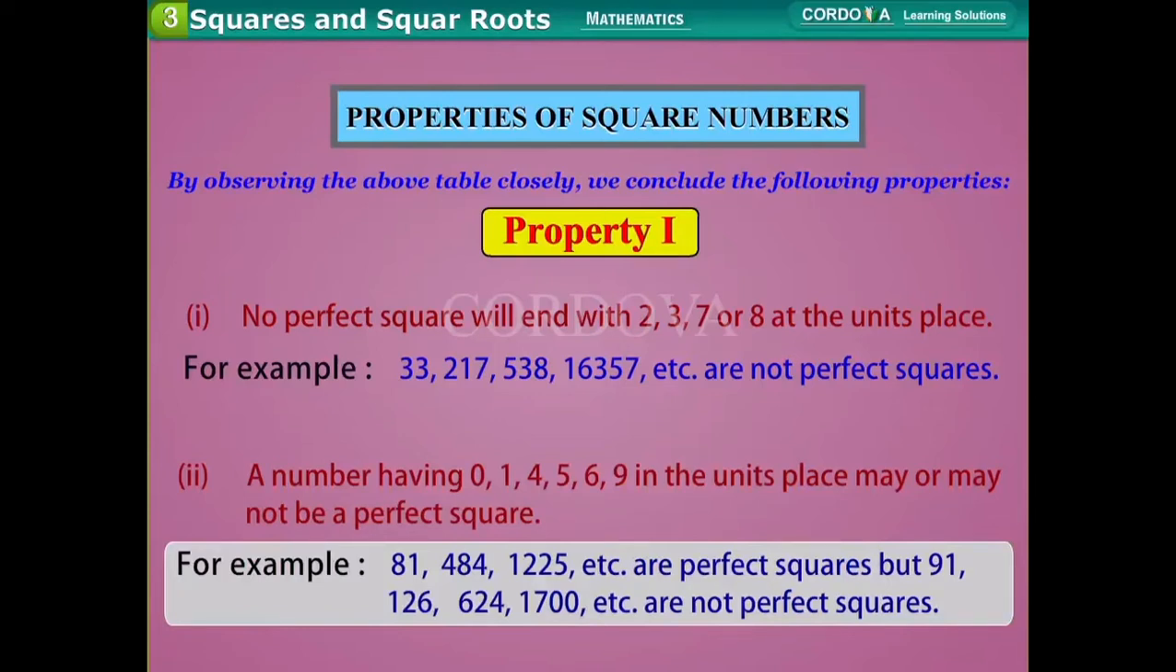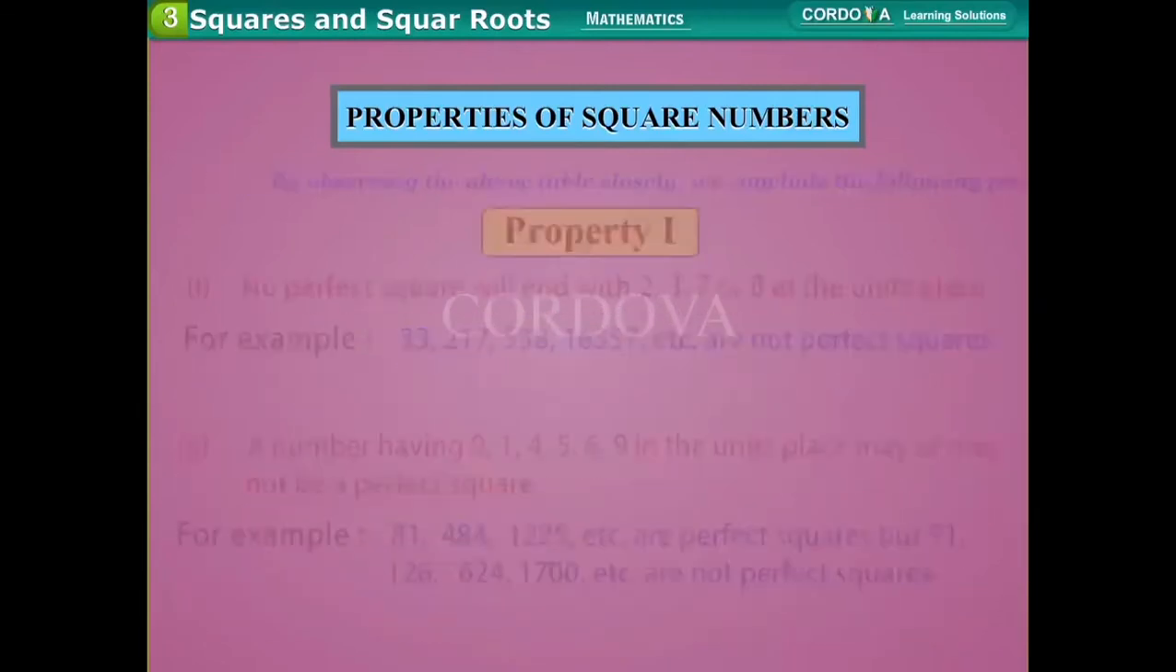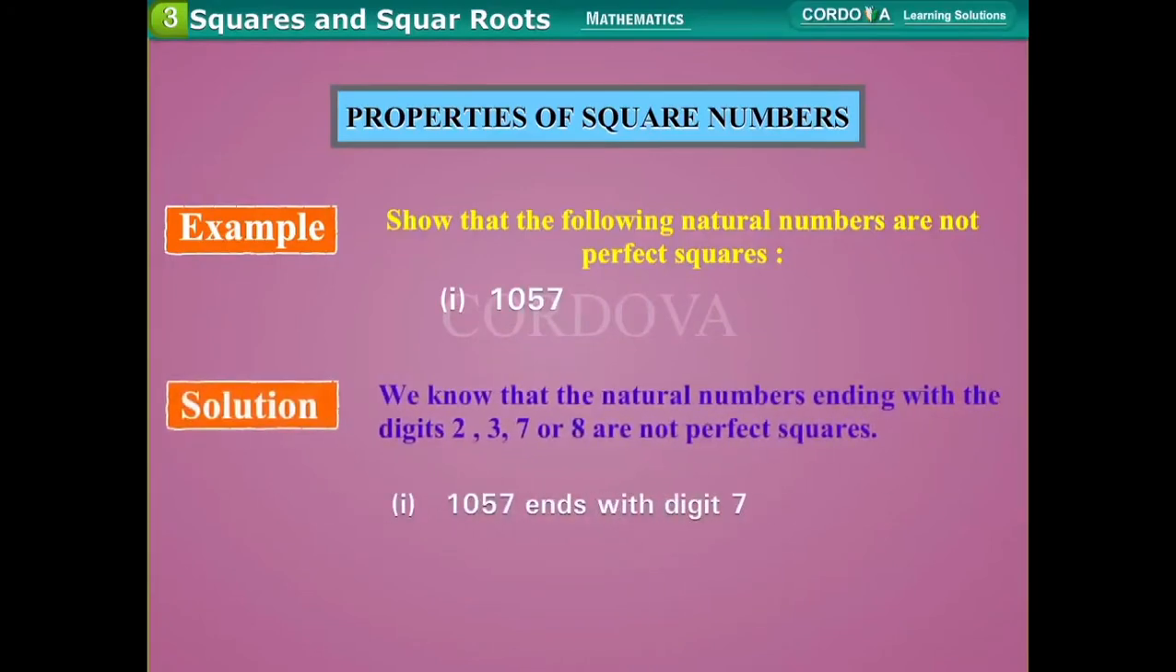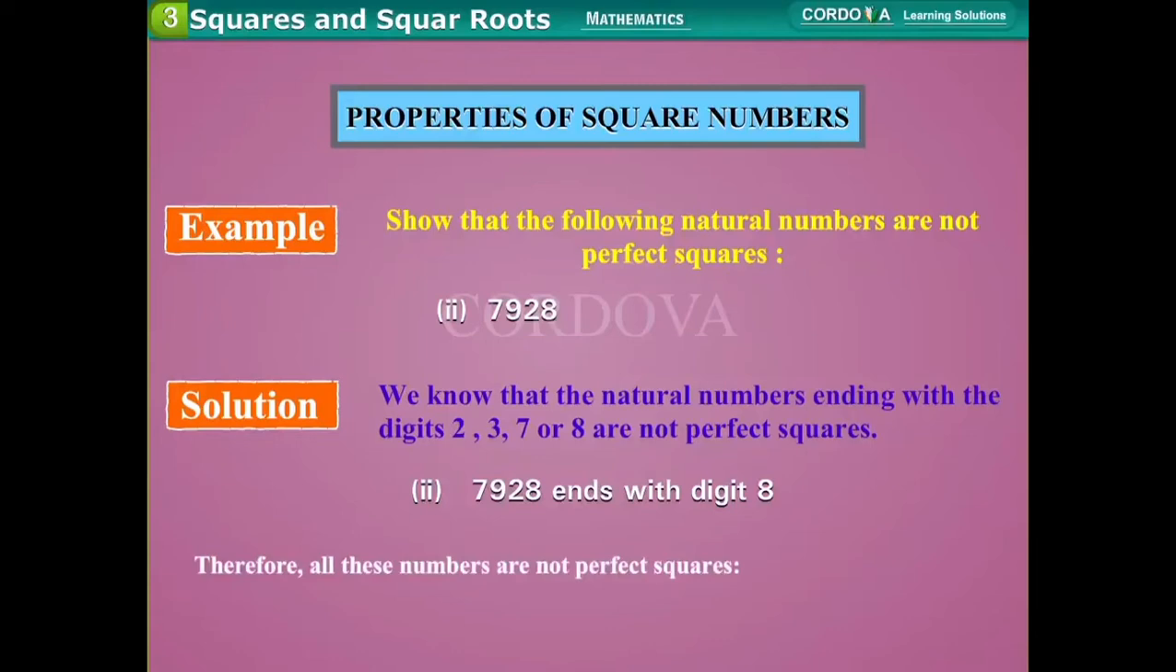are not perfect squares. Example: show that the following natural numbers are not perfect squares. 1057. Solution: we know that the natural numbers ending with the digits 2, 3, 7 or 8 are not perfect squares. 1057 ends with digit 7. 7928 ends with digit 8. Therefore, all these numbers are not perfect squares.